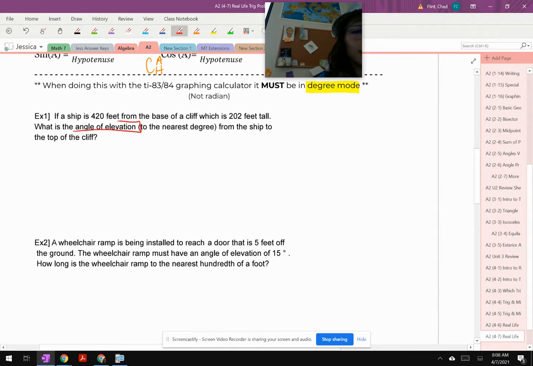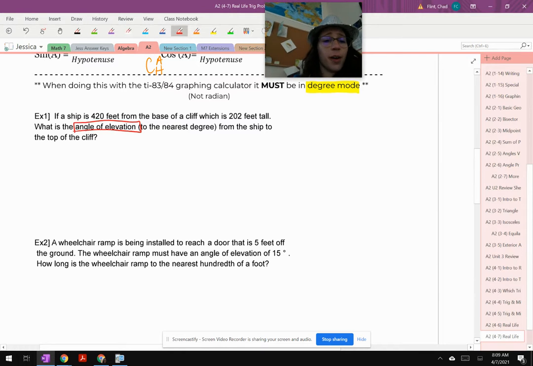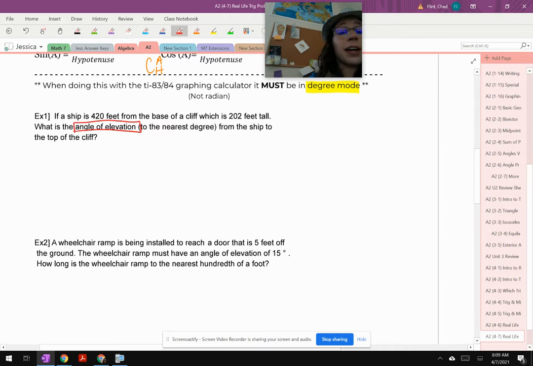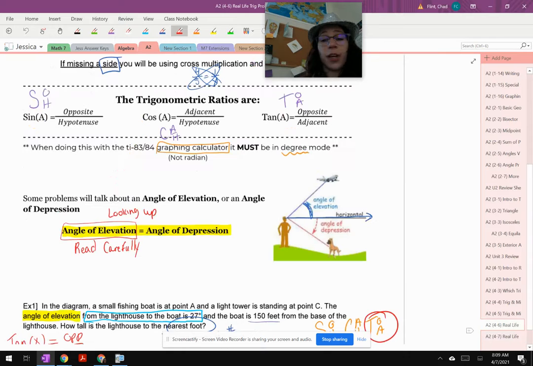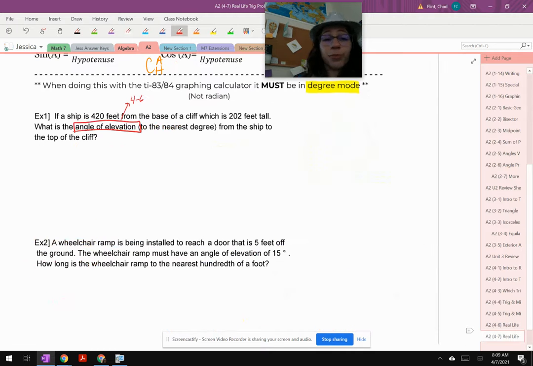Remember, angle of elevation, that you can review from lesson 4-6 real quick. So if we jump back to 4-6, angle of elevation, here we are. So that angle of elevation is where you're looking up. If you're standing on the ground and you look up, you're making an angle of elevation. Let's see if that helps.